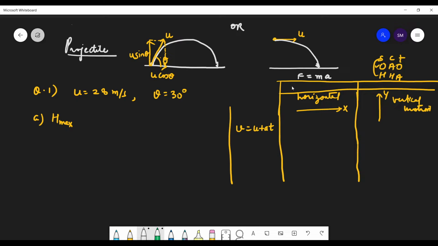So here in horizontal direction Fx is 0, and that is why ax will also be 0. And in vertical direction we have the gravitational force acting on the body. If we are taking upward as positive, then that will be m into g downward, so it will be minus g. So m into minus g means here ay is equals to minus g.